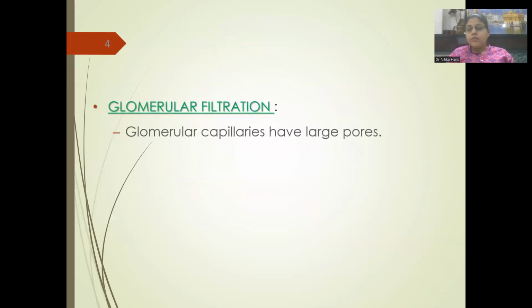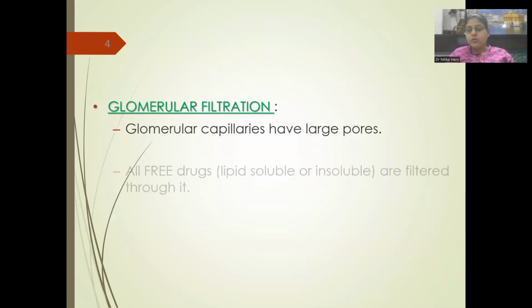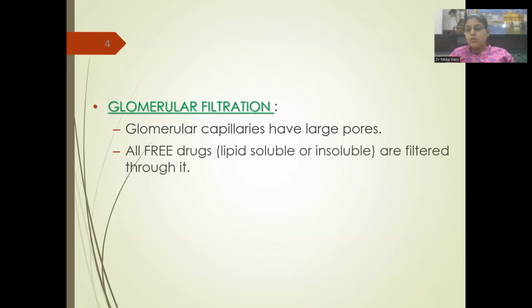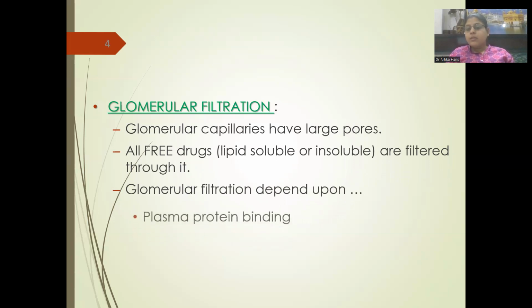Now, glomerular filtration has the pores, I have already told you. Both the lipid-soluble as well as the water-soluble substances can pass through it. But it depends upon the plasma protein binding. Means the more the plasma protein binding of the drug, the more the size of the drug. And when the size of the drug is more, it will be less filtered out. Means plasma protein binding is less, more filtered out. Plasma protein binding is more, less filtered out.